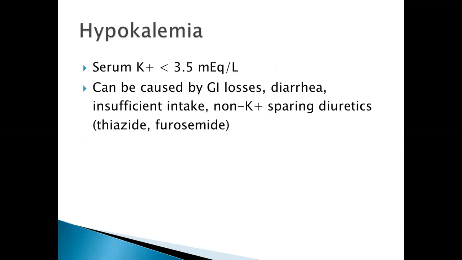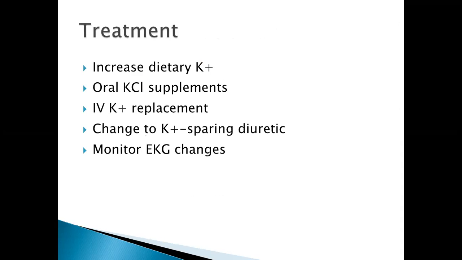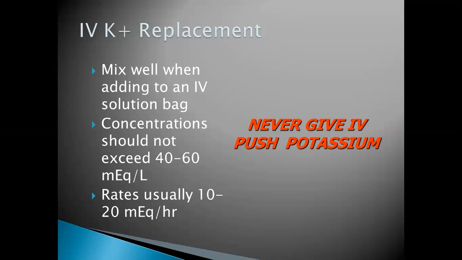Hypokalemia is serum potassium less than 3.5 milliequivalent per liter. It can be caused by GI losses, diarrhea, insufficient intake, non-potassium sparing diuretics, that is thiazide and furosemide. Signs and symptoms include skeletal muscle weakness, ECG changes, constipation, ileus, toxicity of digitalis, irregular weak pulse, orthostatic hypotension, numbness or paresthesia. Treatment: increased dietary potassium, oral potassium supplements, IV potassium replacement, change to potassium sparing diuretics like spironolactone, and monitor ECG changes.